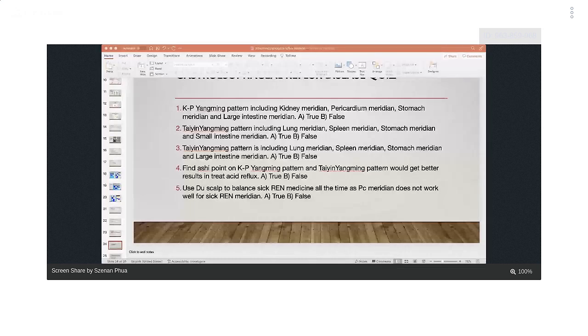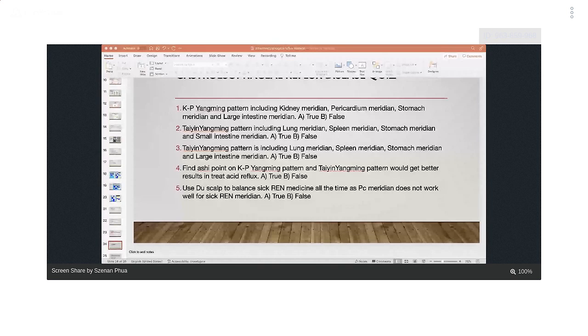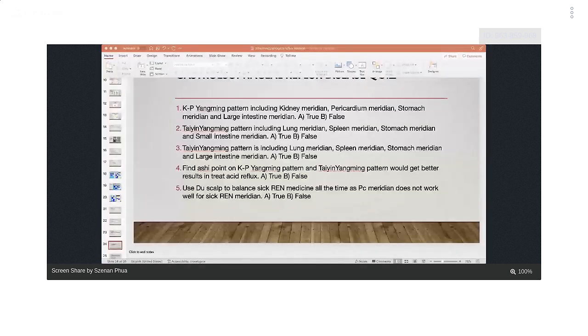Number 4, finding the answer point on the KP Yangming pattern and the Tie-in Yangming pattern would get better results in treating acid reflux. A true, B false. True. Even though I show you the point, if you find the answer point, it will definitely work better. If you can't find any answer point, don't worry. Just needle the point that I show you. That is the key to getting results.